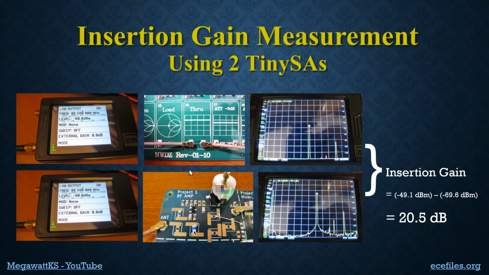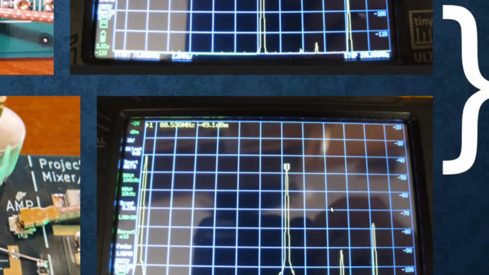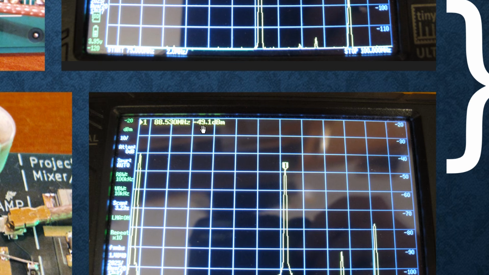Then I replace the through connection with the actual amplifier. Leave this alone, don't change it, don't change the cables, and see what the output is. And now it reads minus 49.1 dBm, which is clearly about 20 dB bigger.